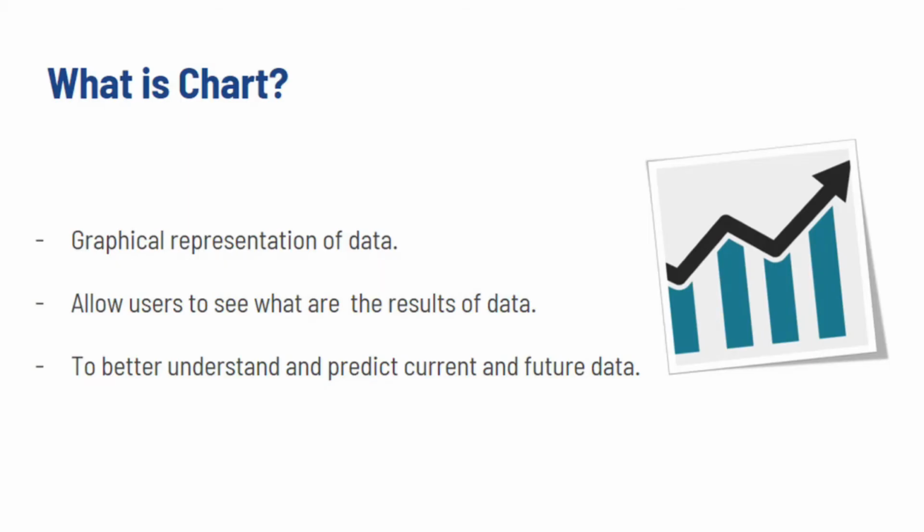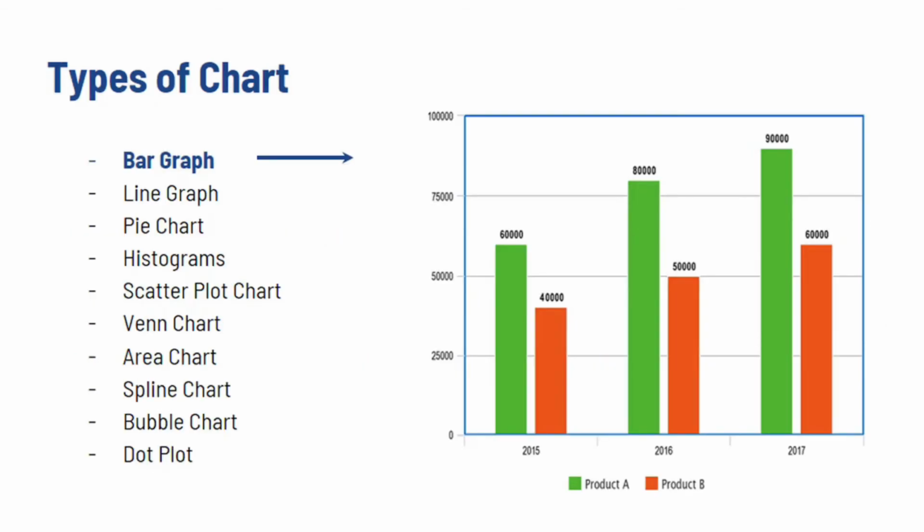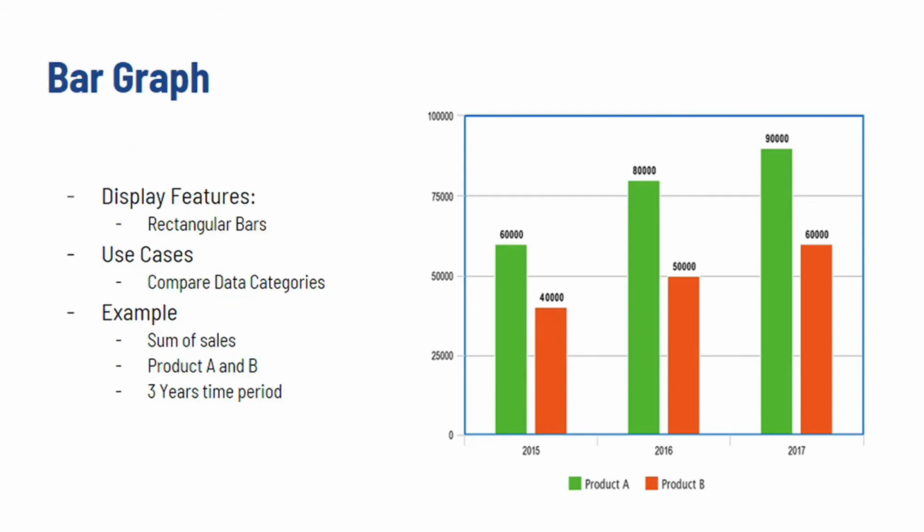Charts are an essential part of working with data as they condense large amounts of data into an easy to understand format. A chart is a graphical representation of data. Charts allow users to see the results of the data and to better understand and predict current and future data. Bar charts represent categorical data with rectangular bars. Bar graphs are among the most popular types of graphs and charts in economics, statistics, marketing, and visualization in digital customer experience. They are commonly used to compare several categories of data. For example, the bar chart here represents the total sum of the sales for product A and product B over 3 years.